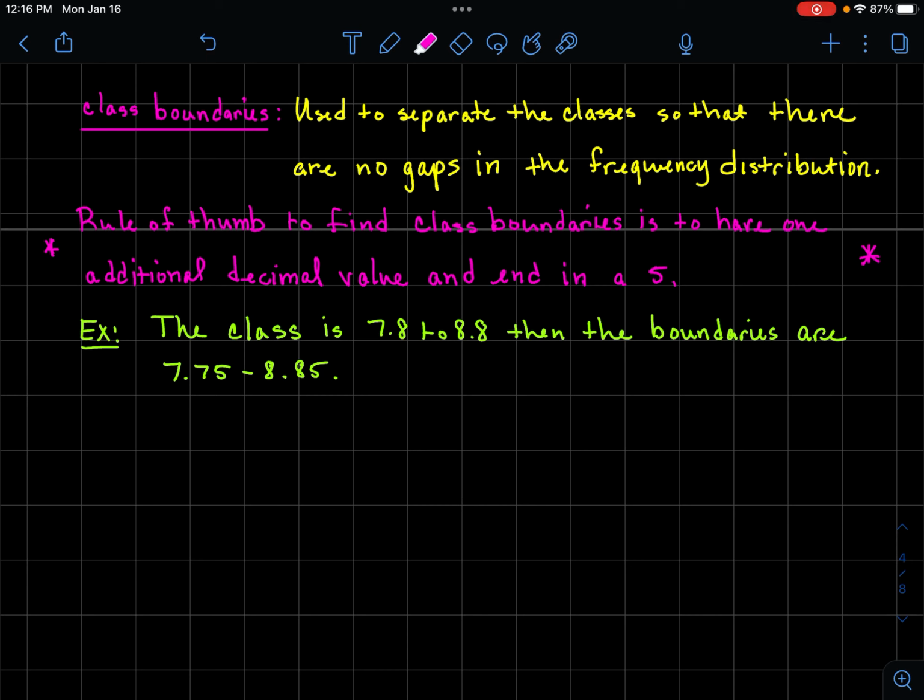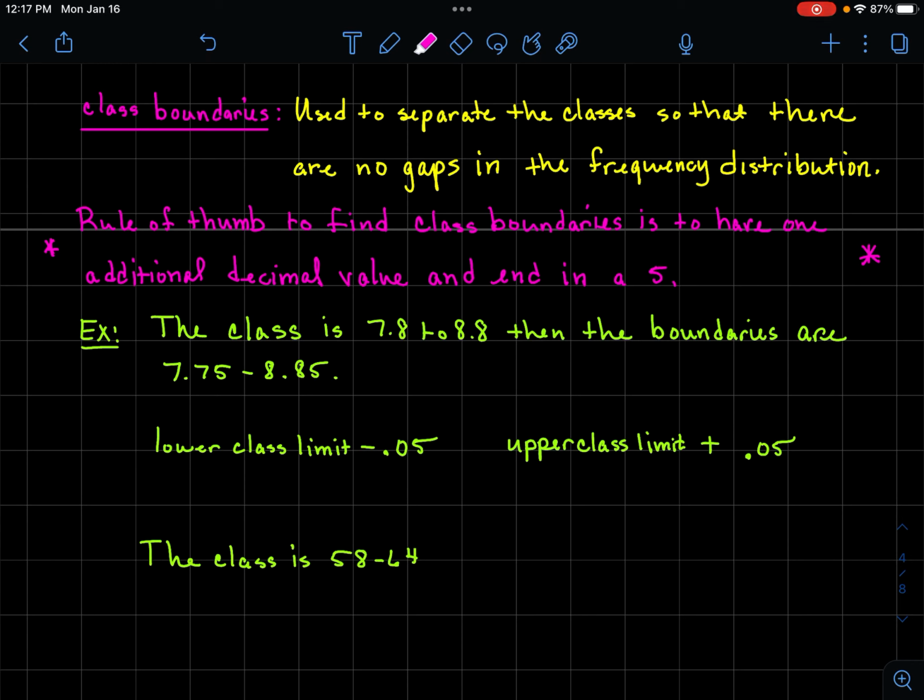The lower class limit, we will subtract 0.05 from it. The upper class limit, we're going to add 0.05 to it. So these would be the boundaries for this particular class, 7.75 to 8.85. So as I said, always take your lower class limit and subtract from it an extra decimal value ending with a 5. Take your upper class limit and add to it another decimal value ending with a 5. What if our class does not have decimals? Well, we don't need to do 0.05.